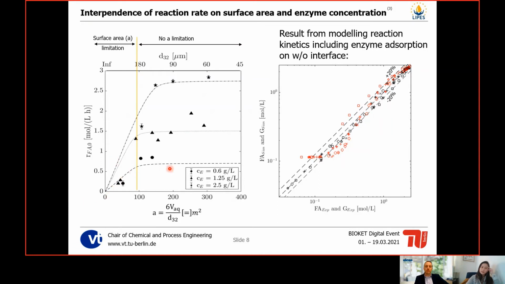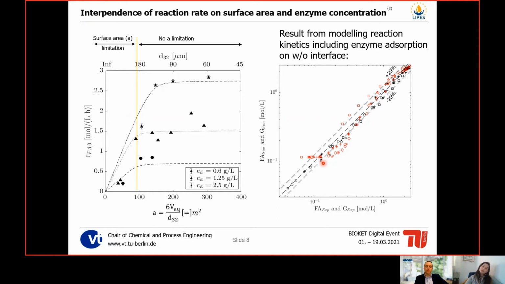These dotted lines are actually the representation of the modeling results. And we can see here that for different enzyme concentrations, the saturation point is achieved at different droplet size distributions, in droplet sizes. We are quite happy with the kinetic modeling here.